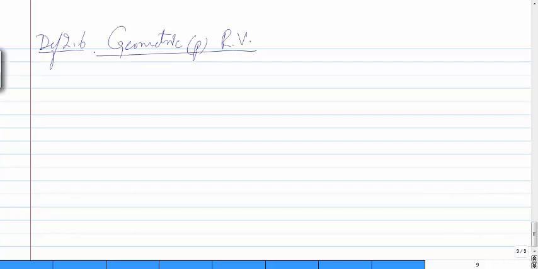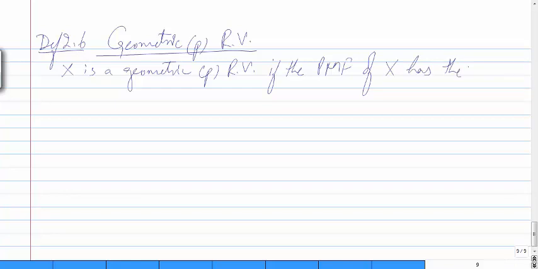Now the next one is definition 2.6, the geometric p random variable. For geometric, X is a geometric p random variable if the PMF of X has the form, (1 minus p) to the power x minus 1 times p, where x is from 1 to 3 and so on.